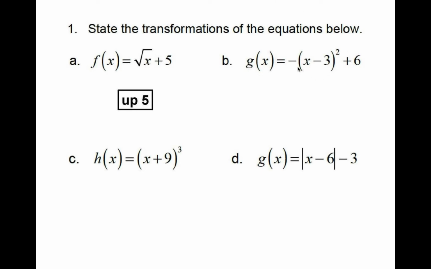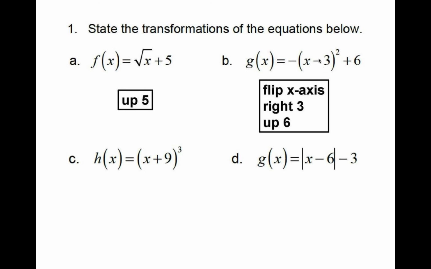For part B, it's more complicated. We have a flip on the x-axis, and then my vertex would be 3, 6. So that means I'm going to go opposite, same, right 3, up 6. So flip on the x-axis, opposite is right 3, same as up 6.